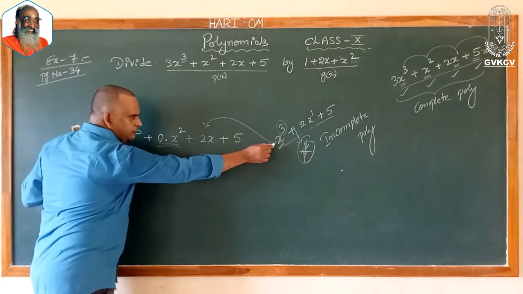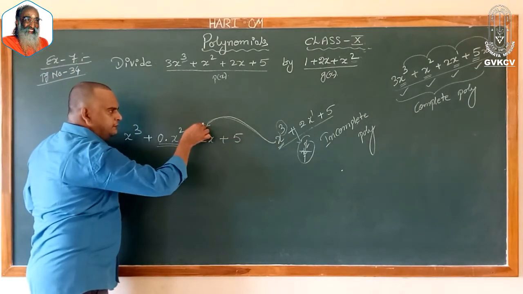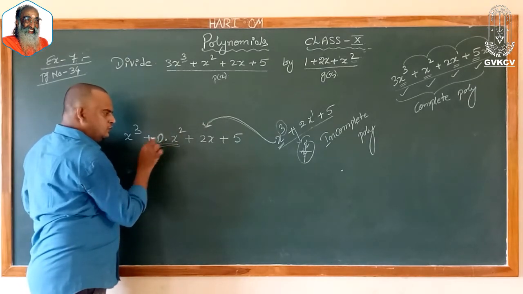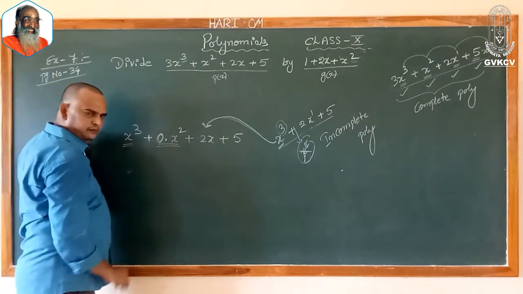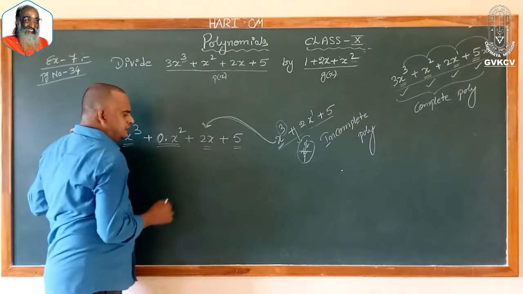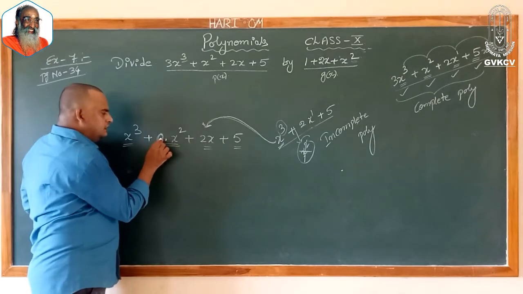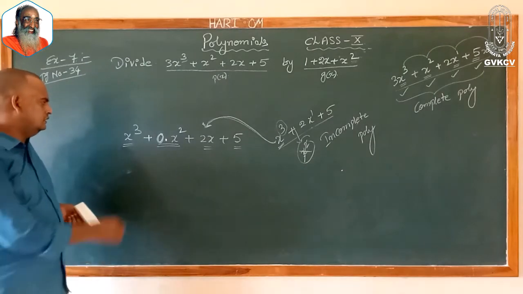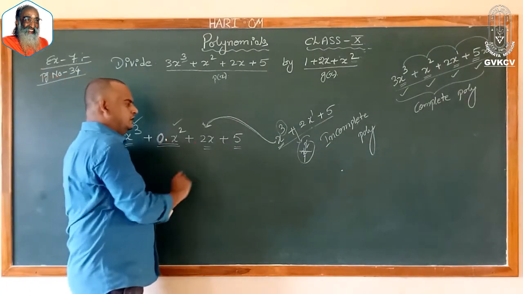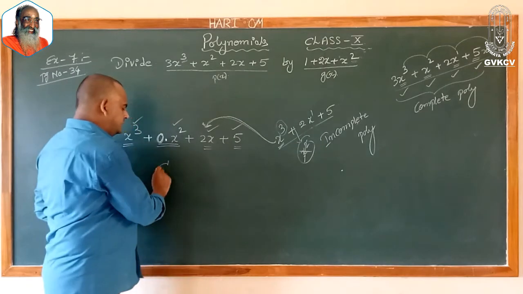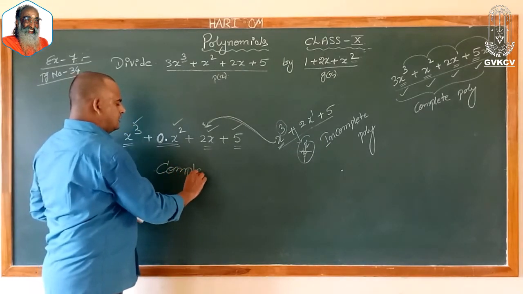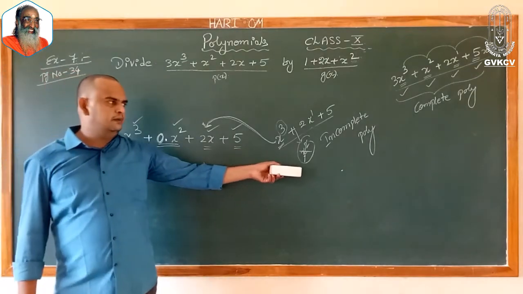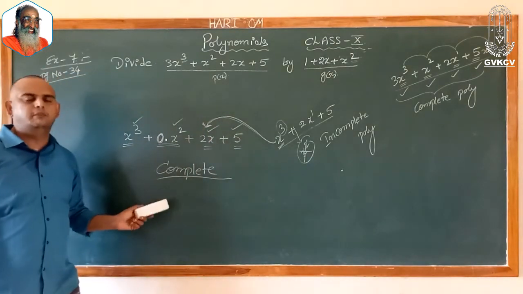So here it is an incomplete polynomial. I am making this incomplete polynomial a complete polynomial with 0 coefficient. I have the x cube term, x term and constant. The x square term is not there, so I am taking it as 0 into x square. Now you observe, I have the x cube term, x square term, x term and constant. Now it is a complete polynomial. So an incomplete polynomial can be converted into a complete polynomial.